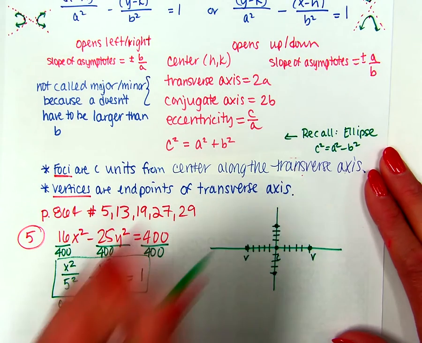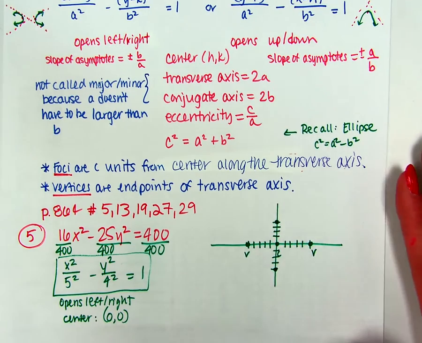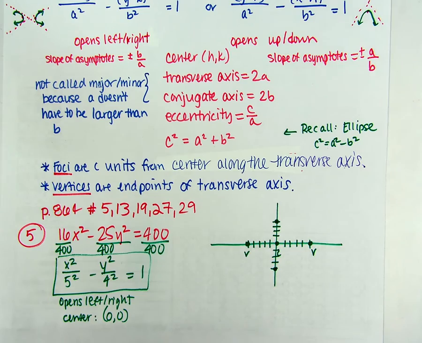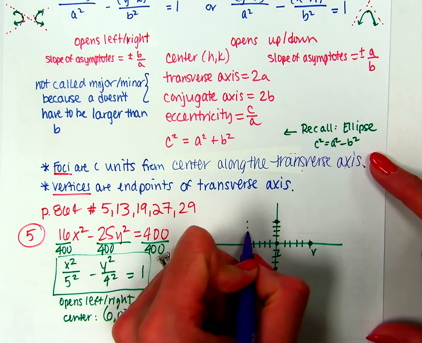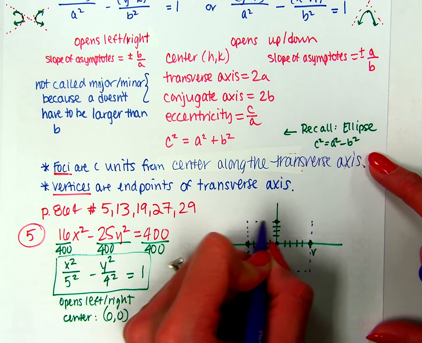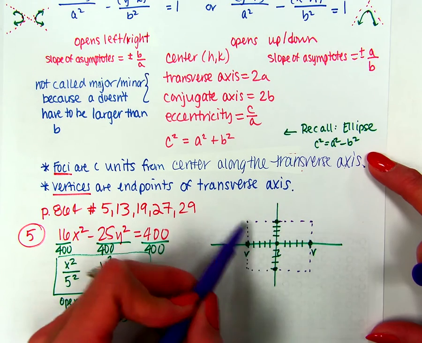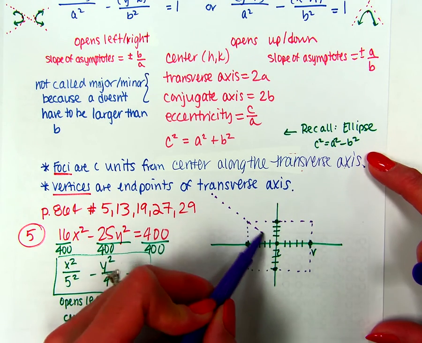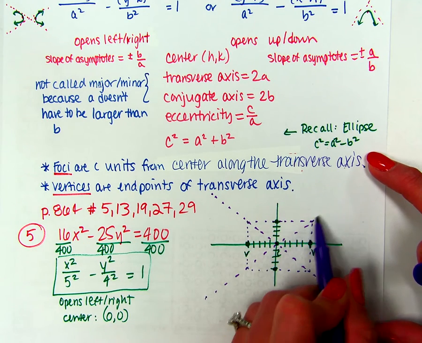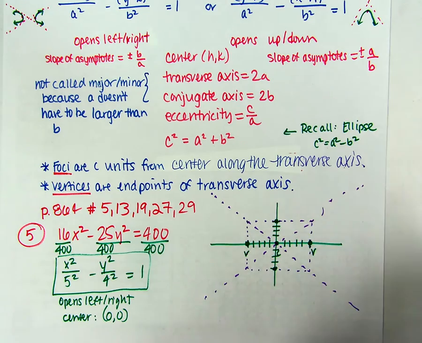Right? So this should be very similar to drawing an ellipse. Now, in an ellipse, you would just be done. With a hyperbola, we're going to create this little box that's not actually part of your hyperbola. It's more of a reference box. Right? But from this box, we can connect the diagonals, and these are our asymptotes.